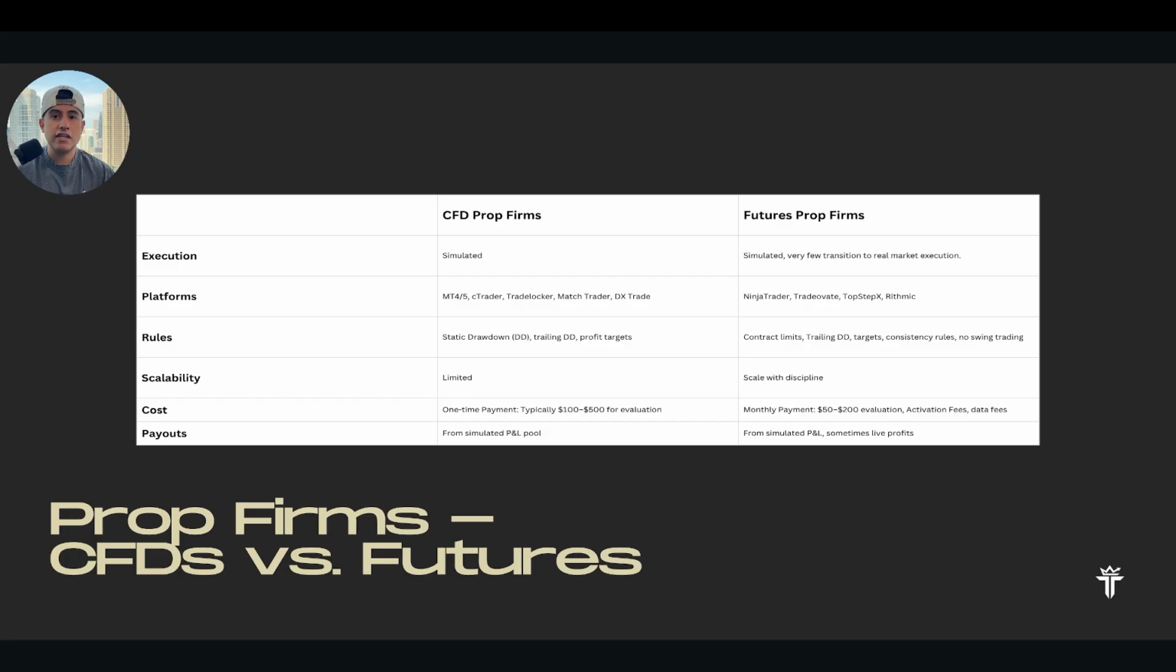With CFDs, the upfront cost is more. For example, a 50K account with TopStep is like $50. Apex, it's the same thing. With CFDs, it's a couple hundred dollars. So the fees kind of even out if you are passing them. If you're not passing them, then it is cheaper with futures. But also with futures, some of these accounts, you're paying every month, whether you pass it or not. So keep that in mind.